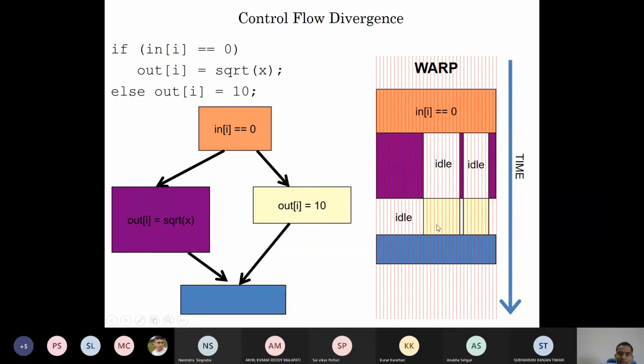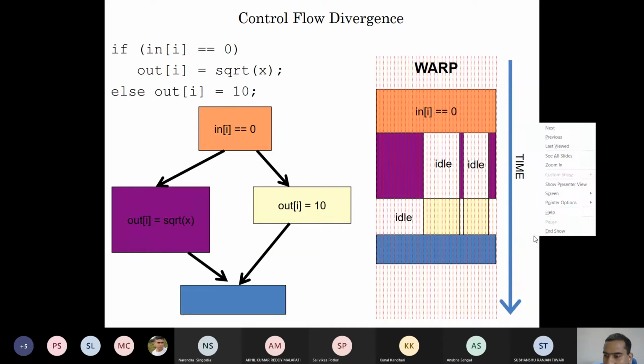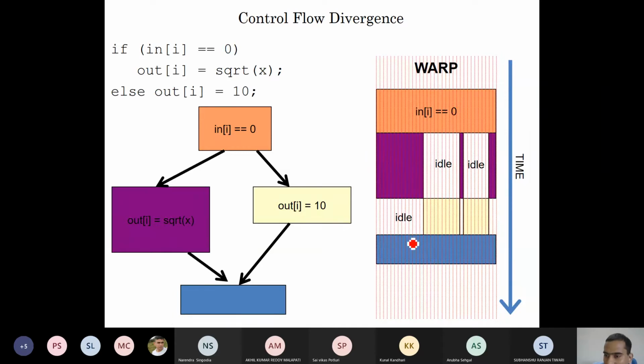We talked about the barrier synchronization idea. Here we have implicit barrier synchronization. After this point, only when all the threads have reached this point can you make further progress. So if some threads are going on the if part and some threads are going on the else part, then when some threads are going on the if part, other threads will remain idle. They cannot at the same time execute the else part.